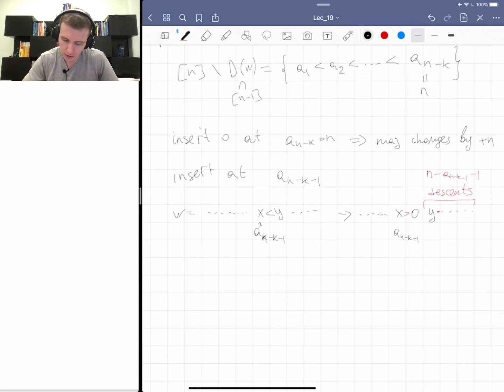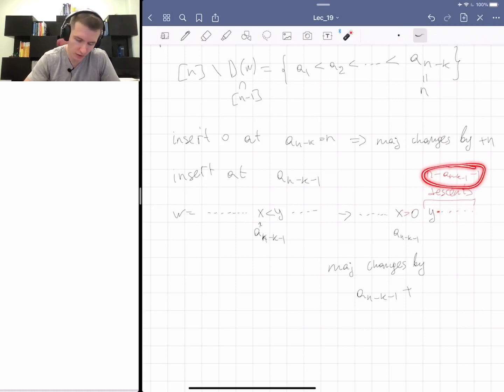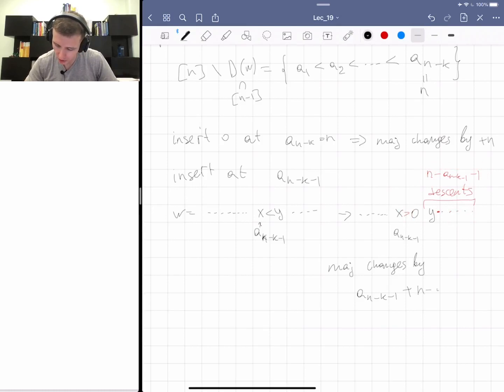So I create a new descent, and therefore my maj changes by a_{n-k-1}, because that's the new descent, plus I also move all these other descents one step to the right. How many of them are there? Plus n minus a_{n-k-1} minus 1. And this number is equal to n minus 1.